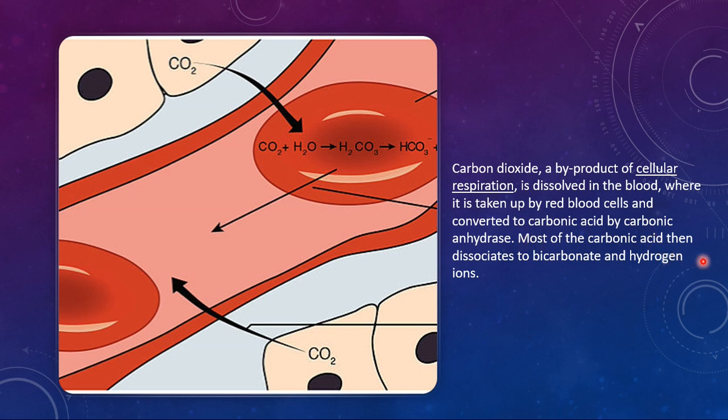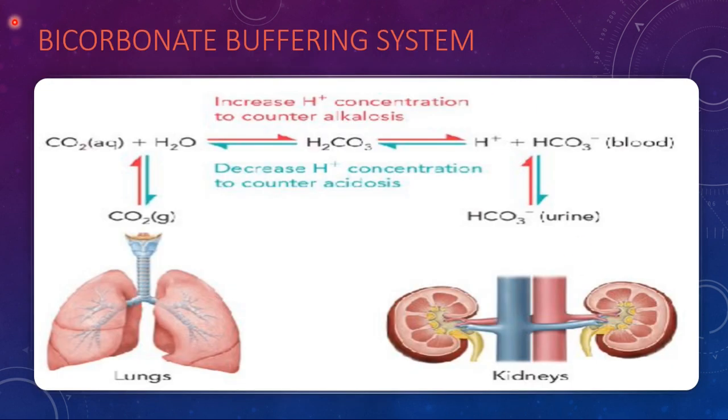And most of the carbonic acid then dissociates into bicarbonate and hydrogen ions, and this will be removed. That means the bicarbonate ions are going to be removed by our kidneys. Then here is the bicarbonate buffering system. So let's look at the relationship between what we have discussed so far about the lungs and the kidneys.